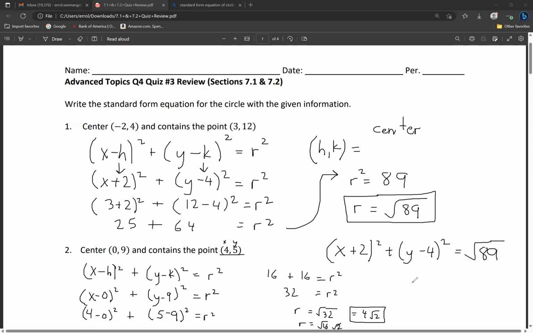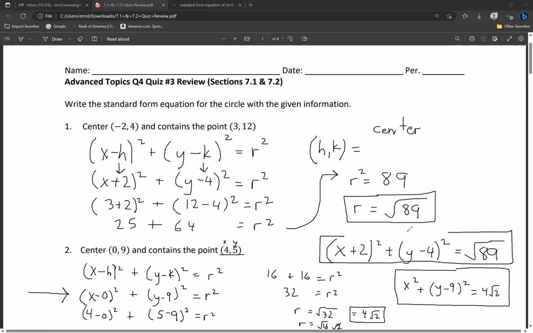So then your equation is what? What's the whole equation? Plug it into right here. x squared plus (y minus 9) squared equals the radius squared, with radius 4 root 2. Okay.